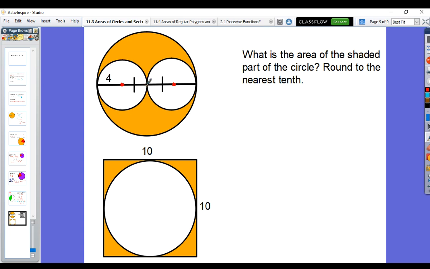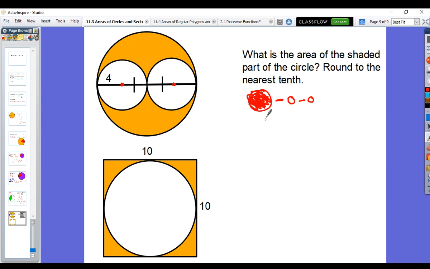Now, here's the thing. Ultimately, the goal is to find the area of the big circle. So if we find the area of the whole circle, and then we subtract the area of the 2 smaller circles, the white circles, that takes out those spots right there. And then we get the area of just the shaded region only. Well, let's do that. Let's find the area of the big circle. So if this is 4 and this is the center of the circle, it means this is 4 as well, because these lines mean they're congruent, and then this is 4. So that means the whole distance across is 16. So the radius of the big circle will be just 8.